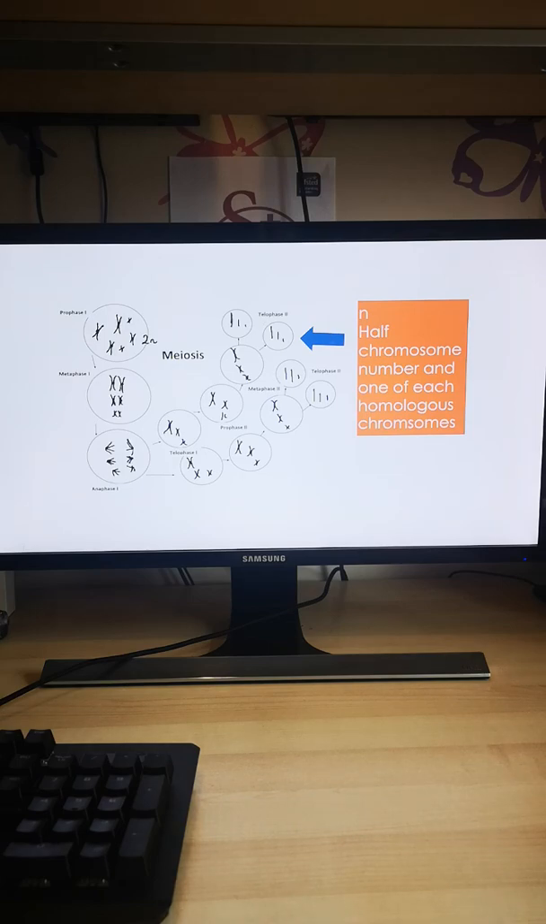And where it goes wrong is the separation steps, either in metaphase 1 or metaphase 2, and anaphase 1 and anaphase 2. So when the homologous chromosomes or the chromosomes line up on the equator and how they separate, it's when that process goes wrong that we're going to look at next.